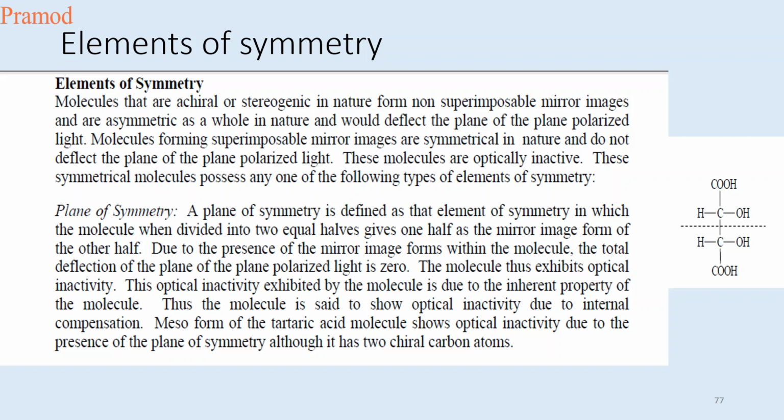Molecules that are chiral or stereogenic in nature form non-superimposable mirror images and are asymmetrical as a whole, and they deflect the plane of light. So a normal chiral or stereogenic molecule will have all these criteria. It will form non-superimposable mirror images, it will be asymmetric, and it will rotate the plane of plane polarized light.